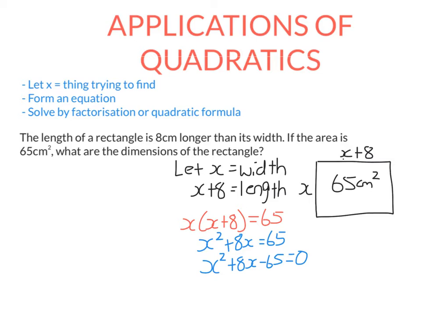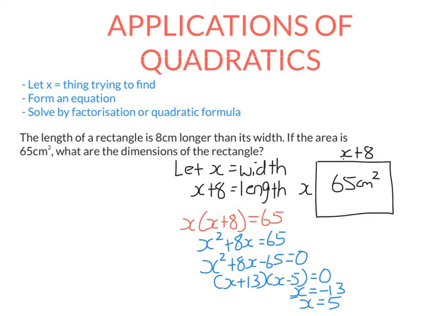I'll factorize this. We need to find two numbers that multiply to negative 65 and add to 8. 65 doesn't have too many factors. Those factors turn out to be 13 and minus 5. So 13 times negative 5 gives you negative 65, and 13 plus negative 5 gives you positive 8. If the first bracket equals 0, we get x equals negative 13. Or if the second bracket equals 0, we get x equals 5.